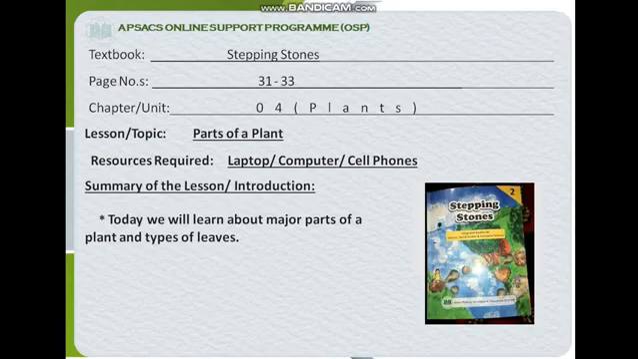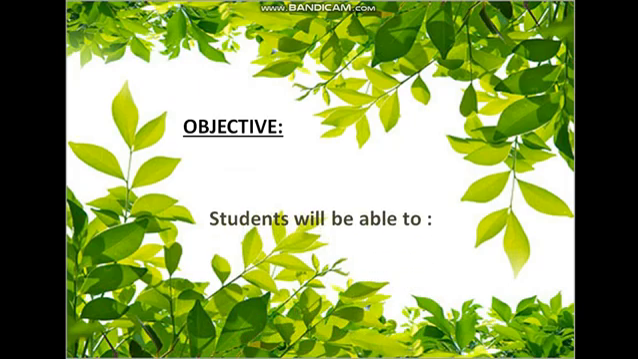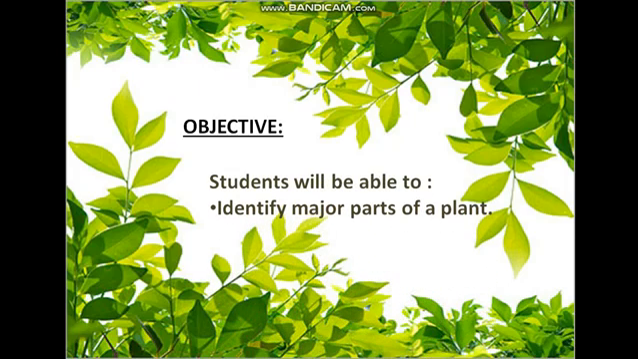Now let's have a look at what we are going to study today. As you already know, your textbook name is Stepping Stone. Today's pages are 31 to 33. Your chapter is plants, and today's topic is parts of a plant. Resources required: either a laptop, computer or your cell phone. Introduction: today we will learn about major parts of a plant and types of leaves. What is the objective of today? Students will be able to identify major parts of a plant.